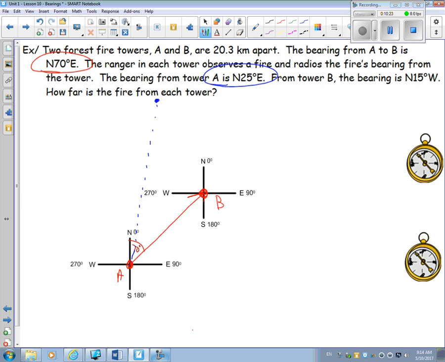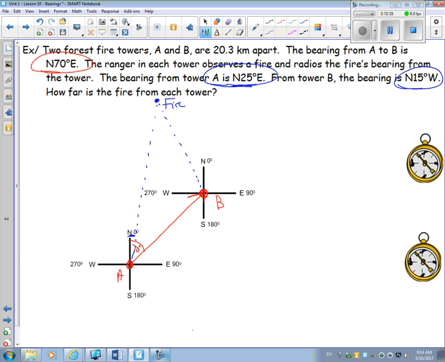Tower B, the same fire, north 15 west. So for Tower B, I have to go north and then 15 towards the west to get to that tower. There's the fire. Okay, let's put those numbers into our diagram. North 25 east, the first one.